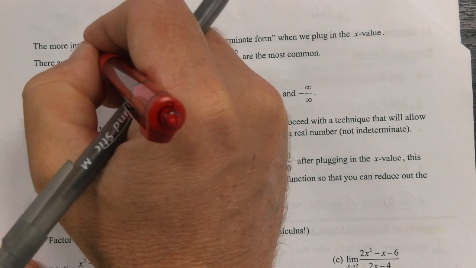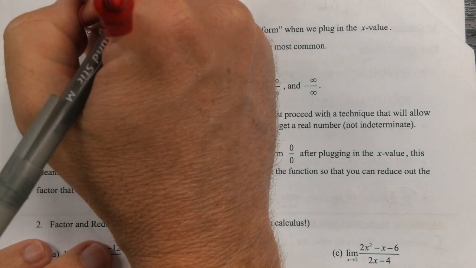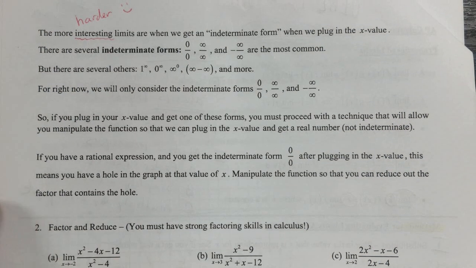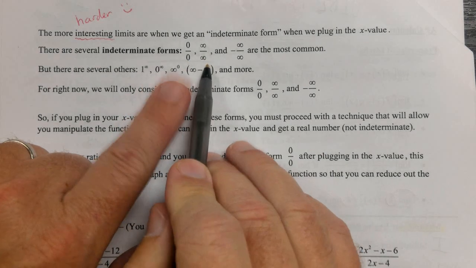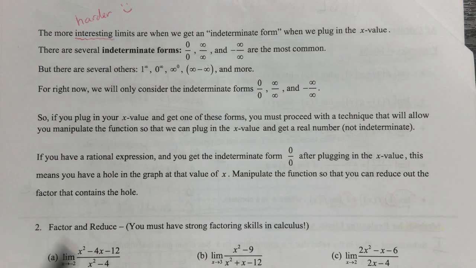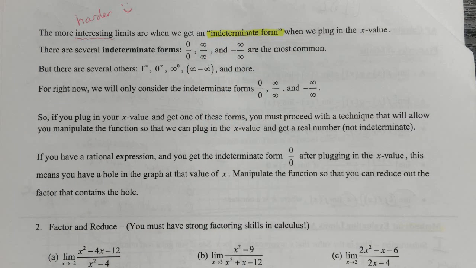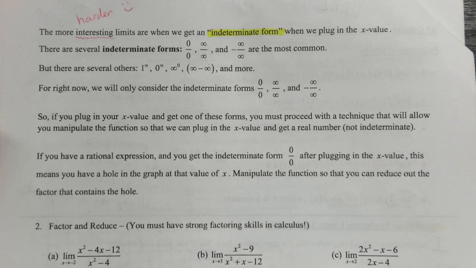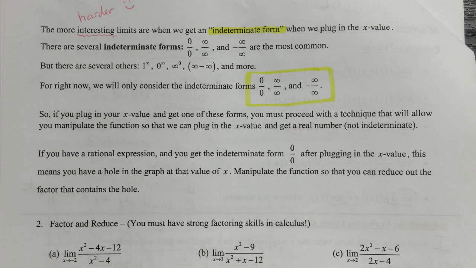The more interesting, and of course when a math teacher uses the term interesting, it probably means harder. The harder limits are when we get to the indeterminate form. That's what 0 over 0, infinity over infinity are. The fancy name is indeterminate form. Because it's indeterminate. We don't know enough to get an answer yet. There are multiple indeterminate forms. Really the only ones we're worried about are 0 over 0 or infinity over infinity.